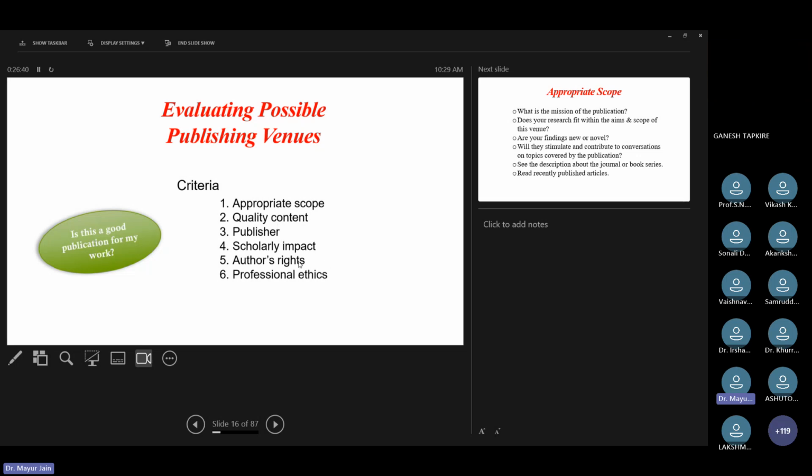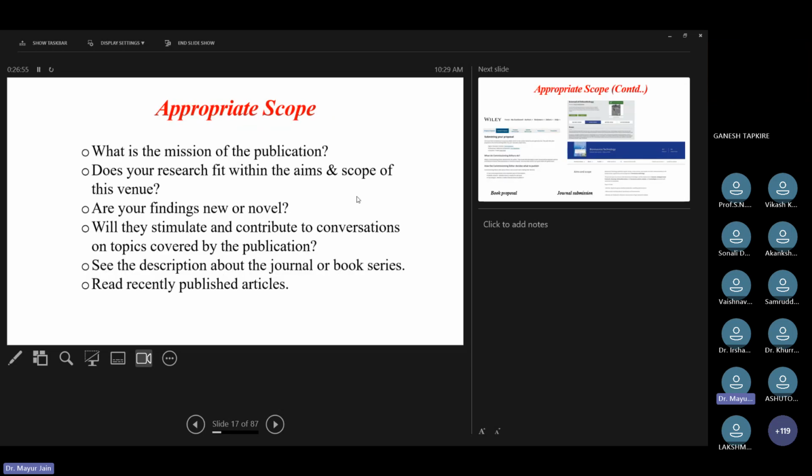Then scholarly impact, authors' rights. You should also see what author rights we have. And then finally, professional ethics, which we have discussed already. And there are certain other professional ethics that must be considered while selecting all these different things.